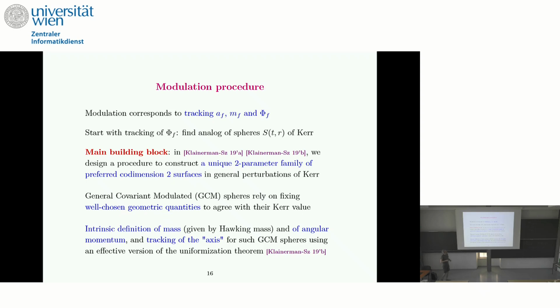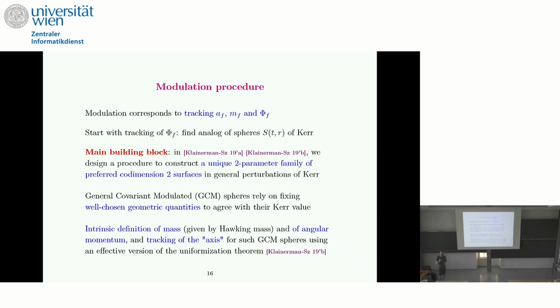Okay, so again, what is modulation? Modulation is the fact that I want to track the final angular momentum, the final mass, but I also want to track the final diffeomorphism. So you could argue, after all, that Einstein equations are diffeomorphism invariant. So why do you even track the final diffeomorphism?